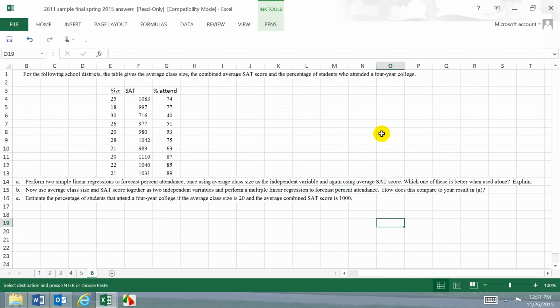And finally, number 6, regression analysis. For a number of school districts here, we have the average class size, the SAT score, and the percentage of students who attended a 4-year college. Now, we want to perform 2 simple linear regressions to forecast percent attendance, once using average class size as the independent variable, and again using the average SAT score. So let's do that first, and then we're going to see which one is better.